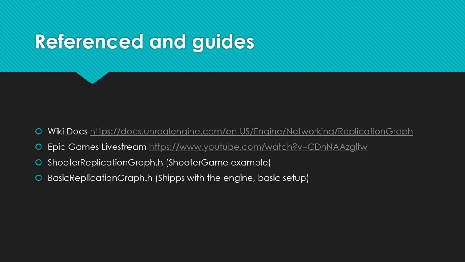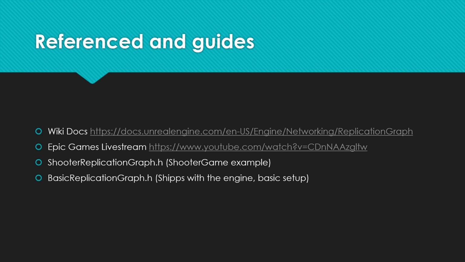That was some sort of a brief overview, and there are some references. You can see the wiki docs for a more detailed explanation. You can also see their live stream, where the tech lead goes over the replication graph. And in the Shooter Game example, there is the shooter replication graph, where you can look at how they implemented the replication graph. And you also have the basic replication graph, which ships with the engine by default, and it's a very basic setup. It's basically the bare minimum that you need in order to stand up the system.